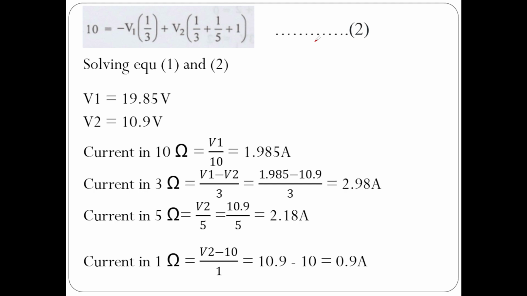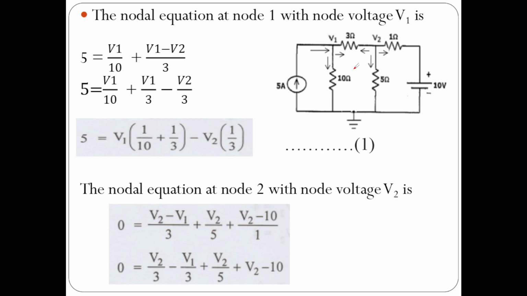Now what is the current in the 10 ohms resistor? This is our 10 ohms resistor. What is the current? That is V1 by 10. V1 by 10 is the 10 ohms resistor current. So V1 by 10, substitute V1 value here, 19.85 by 10. You will get 1.985.